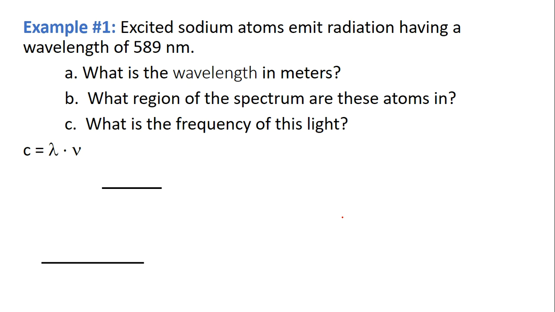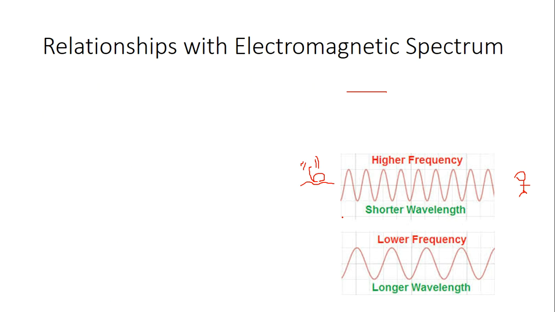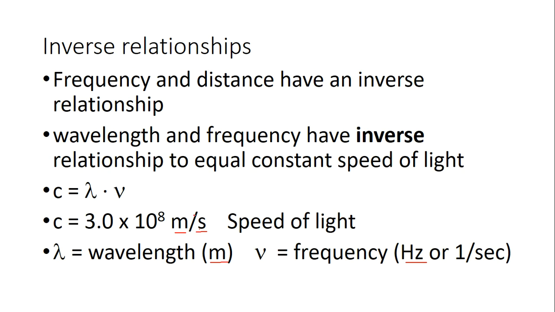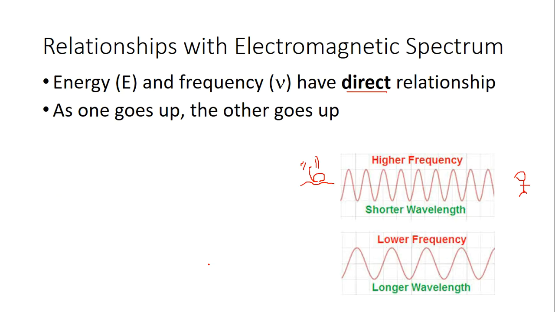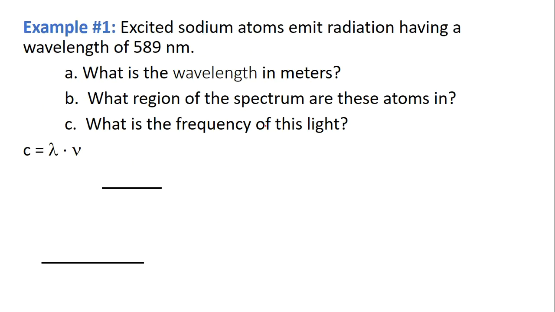Why is that important? Because the speed of light is in meters per second, your wavelength has to be in meters. So we're trying to train you to remember that. So what is the wavelength in meters? We have 589 nanometers. We've got to convert that to meters.